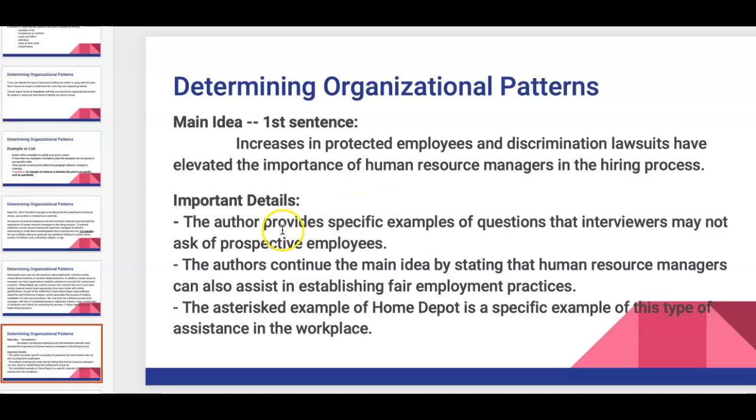And then our important details. The author provides examples of questions that interviewers may not ask. Secondly, the author continues by stating that human resource managers can also assist in establishing fair employment practices, and then they give an example. So that whole thing right here is just the paragraph that we read all picked apart.